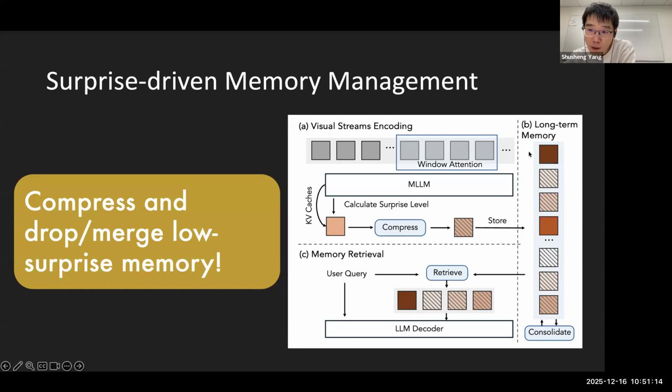Also, our memory consolidation function is designed to drop or merge these low-surprise memories. This means once the long-term memory exceeds its budget, we can simply drop some memory units which have the lowest surprise score, to keep our memory within a limited budget.